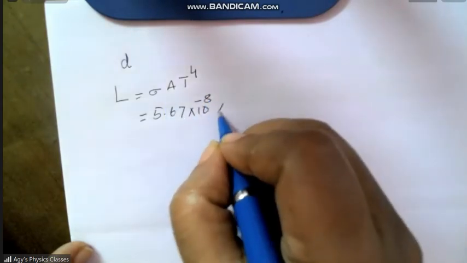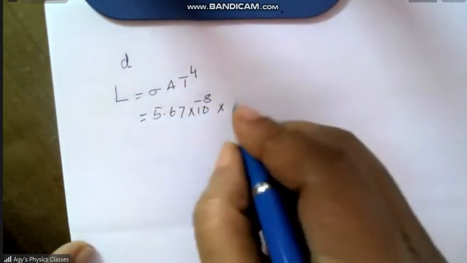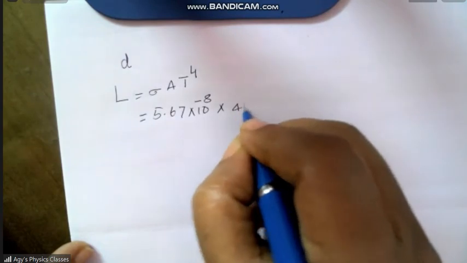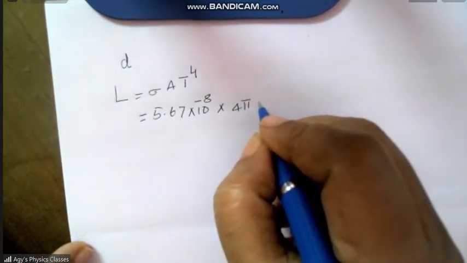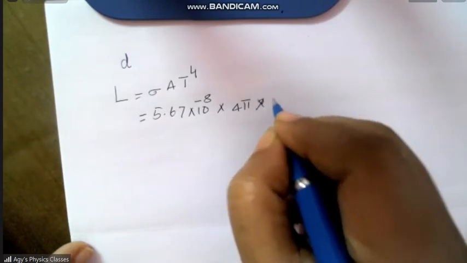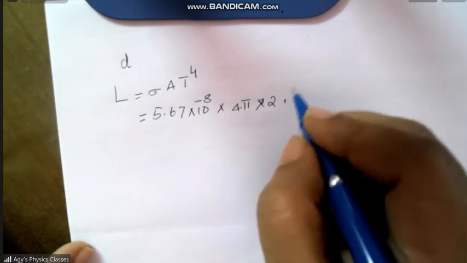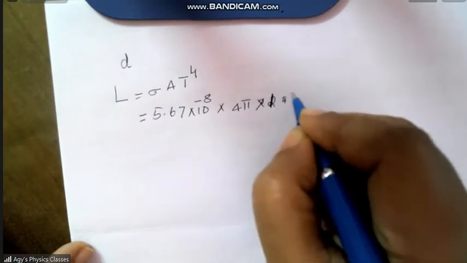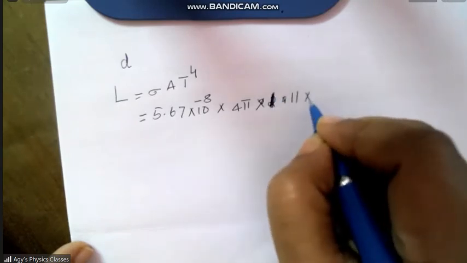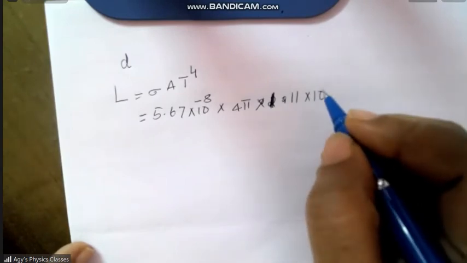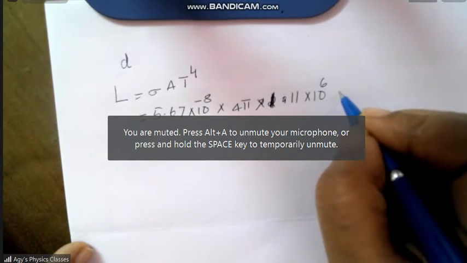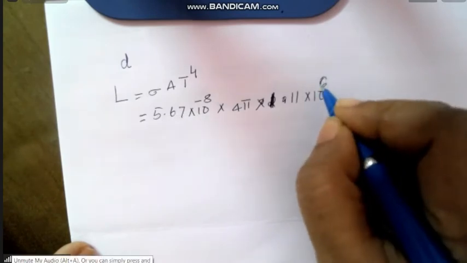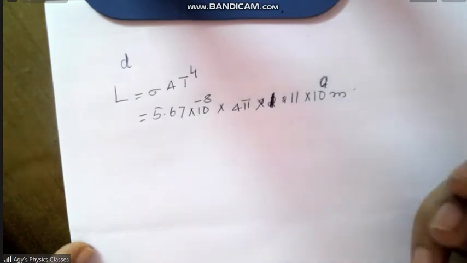A is equal to surface area, 4 pi r square. R is radius. Radius is this divided by 2, into 2 point, okay, that means 1.11 into 10 to the power of 36, right? That is in kilometer. So when you convert into meter, it becomes 9 meter.